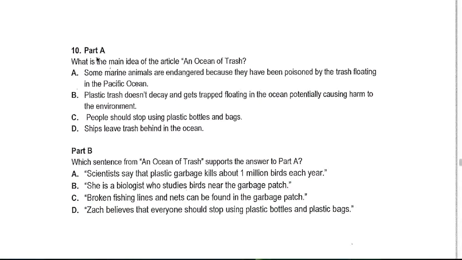Number 10, Part A. What is the main idea of the article An Ocean of Trash? Some marine animals are endangered because they have been poisoned by the trash floating in the Pacific Ocean. Plastic trash doesn't decay and gets trapped floating in the ocean, potentially causing harm to the environment. People should stop using plastic bottles and bags. Ships leave trash behind in the ocean.